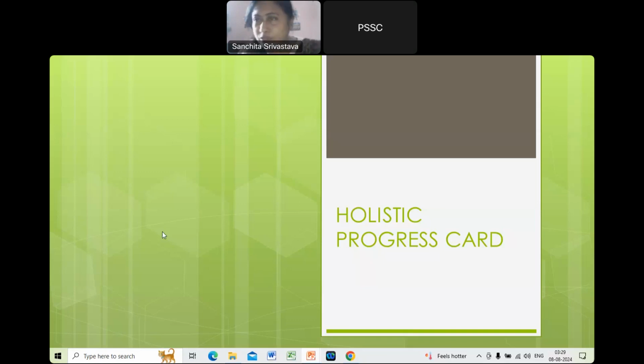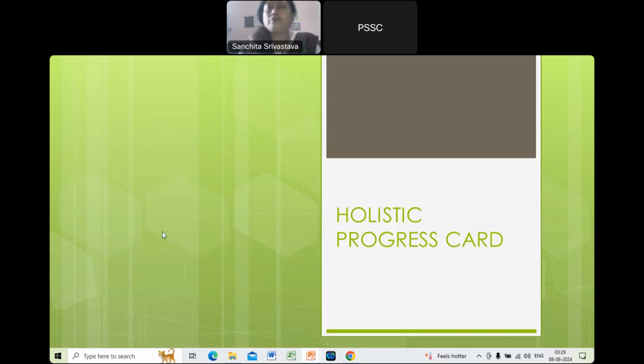Yes. Okay. Now, since both are visible, today's topic is holistic progress card. So, welcome to this session. What is holistic progress card, and how is it different from a normal progress card? Can anyone just tell me? Topic of today is holistic progress card, right?